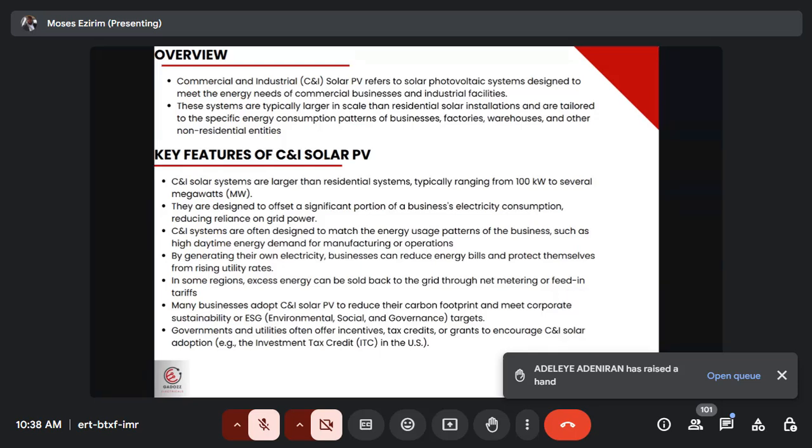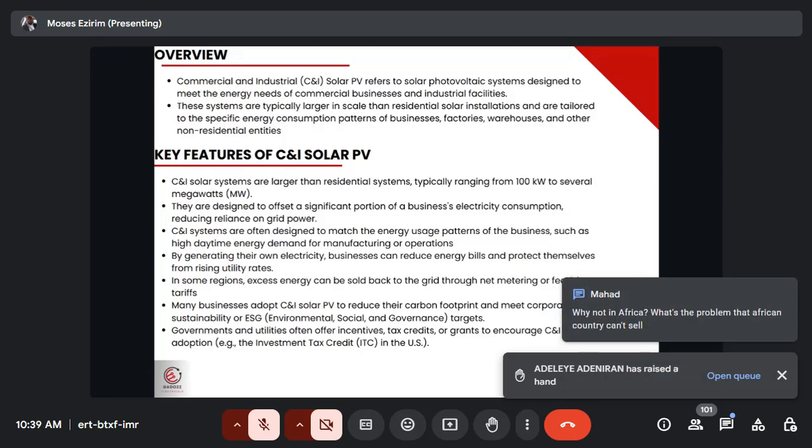But I'm sure in Nigeria, we are going to start distributed generation very soon. And I'm sure the process is already on board, where if I'm powering a particular facility, for example, a bank, then I can sell the excess to a particular cluster. Maybe in that cluster, I can have like 200 houses, that is simply distributed generation. So we are coming there. All right, why not in Africa? What's the problem that African countries can't sell? The problem there is poor infrastructure.